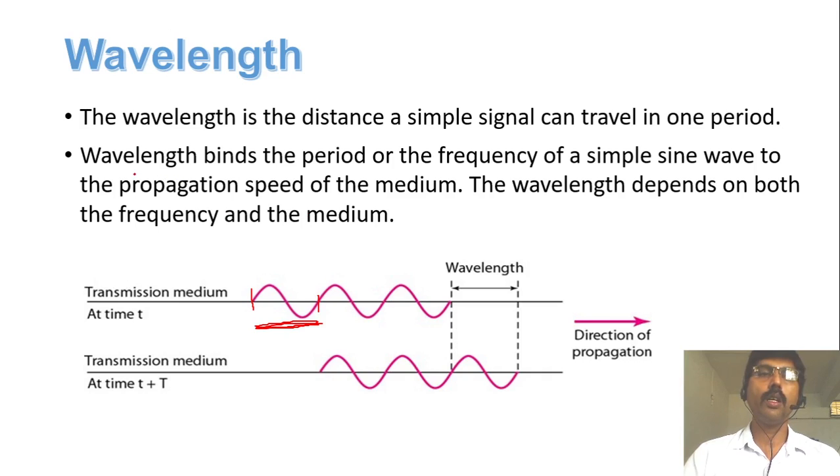Now, what is the wavelength here? Wavelength binds the period or the frequency of a simple sine wave to the propagation speed of the medium. That indicates that wavelength depends on two things: one is the period or the frequency, any one, and the other is the medium. Why does it depend on the medium? Because it needs the propagation speed of the medium.